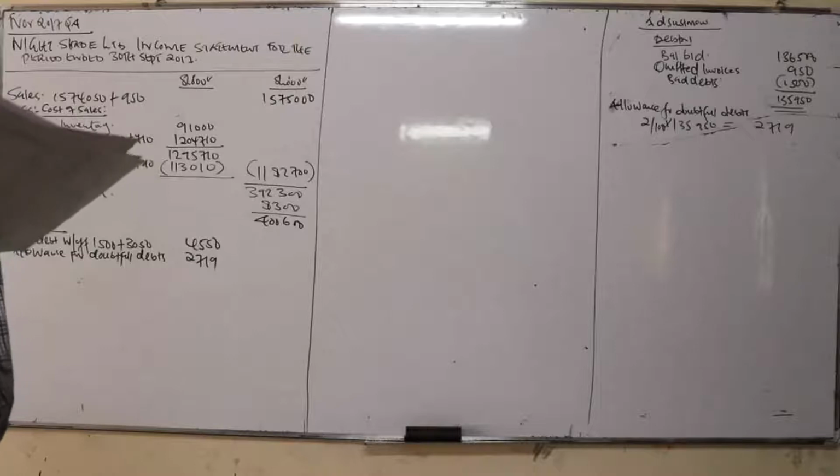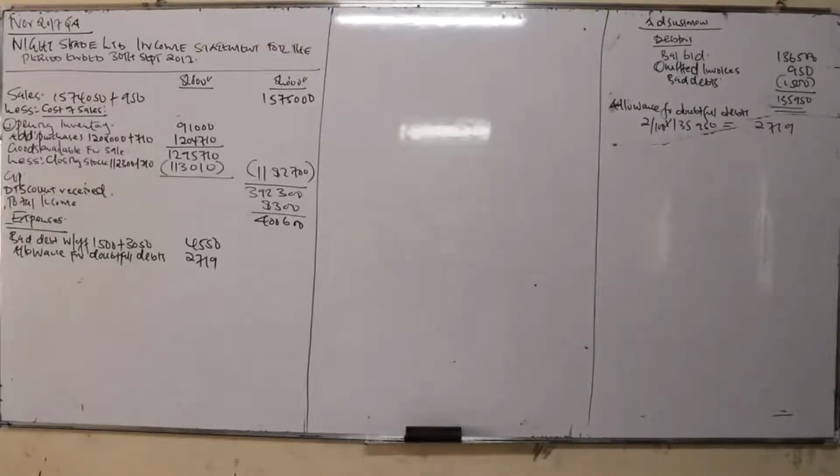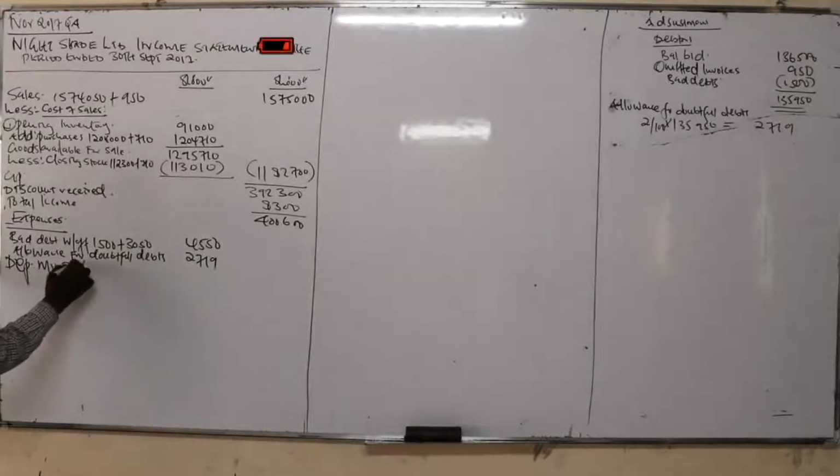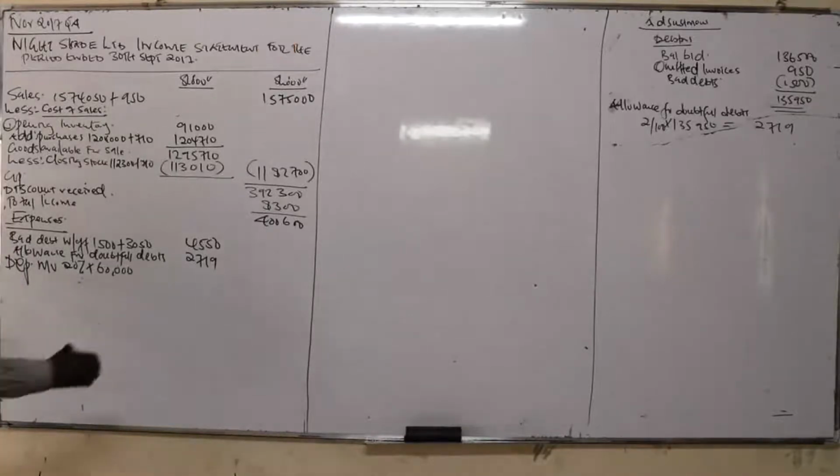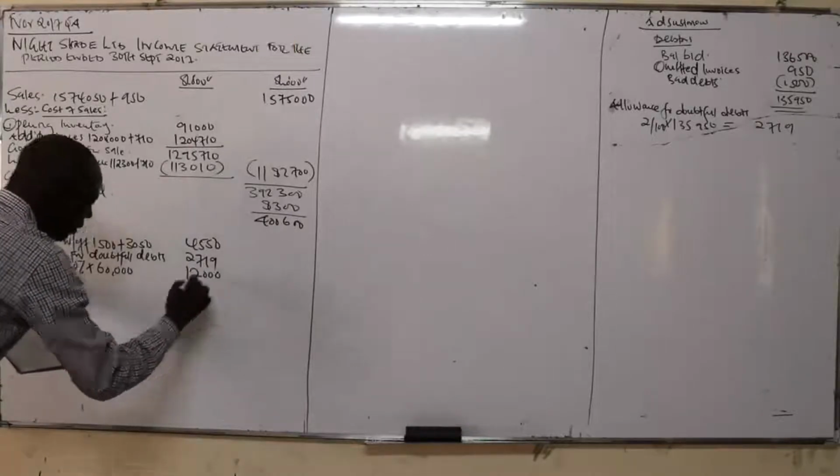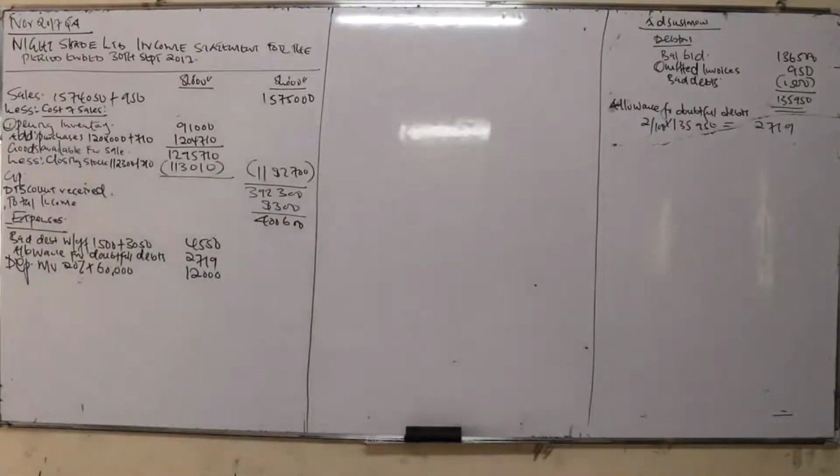Depreciation will be provided on motor vehicle at the rate of 20% per annum. So right here, depreciation on motor vehicle. I'm just writing MV to indicate motor vehicle, isn't it? At cost. So you take 20% of 60,000. What is the value? 12,000. So you write here 12,000. We are through with note number 5.